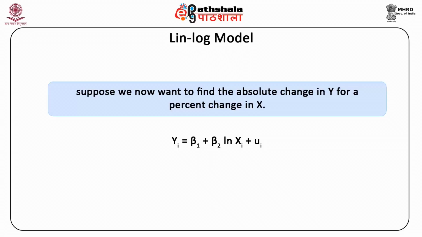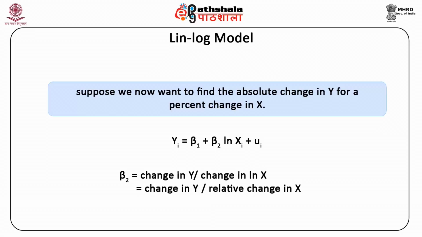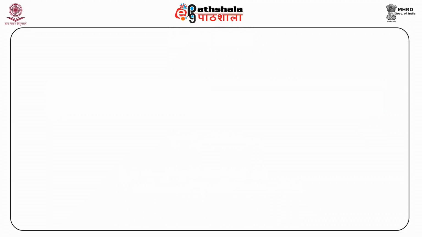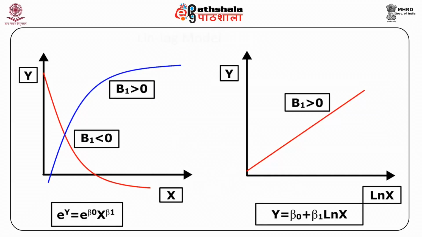Let us interpret the slope coefficient beta 2 in this case. As usual, beta 2 now is equal to change in y upon change in ln x. This is equal to change in y upon relative change in x. If x changes by 0.01 unit or 1%, the absolute change in y is 0.01 times beta 2. If in an application one finds that beta 2 is equal to 500, the absolute change in y is 0.01 into 500, which is equal to 5.